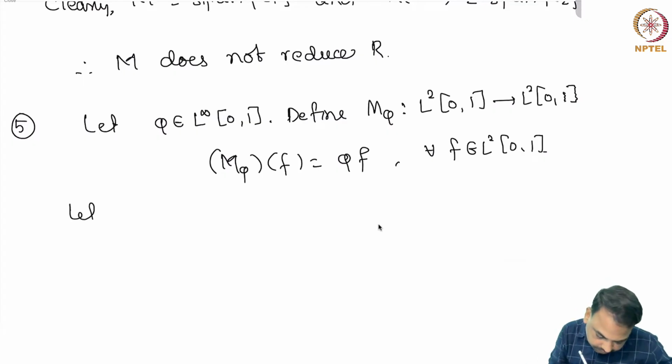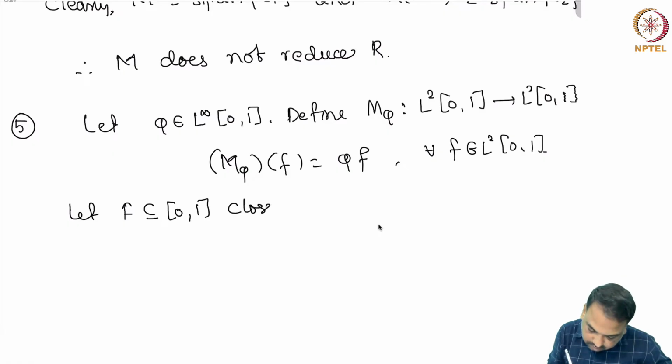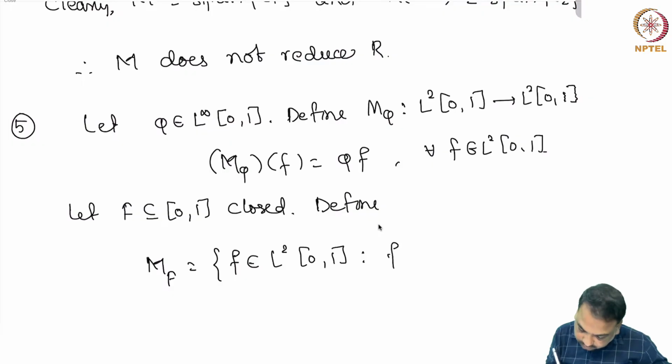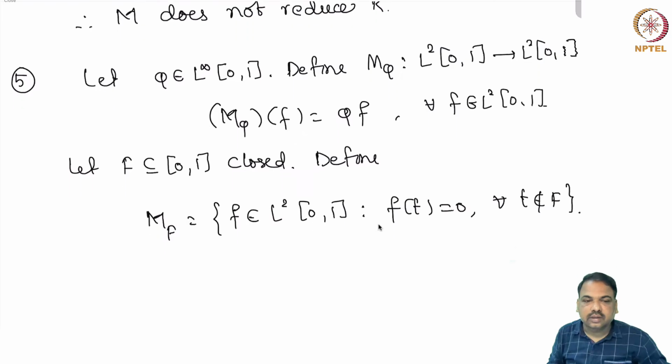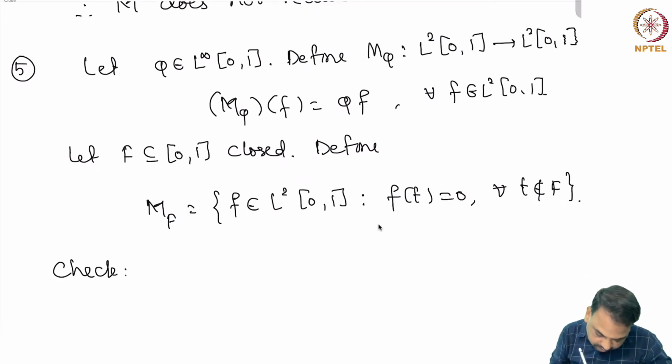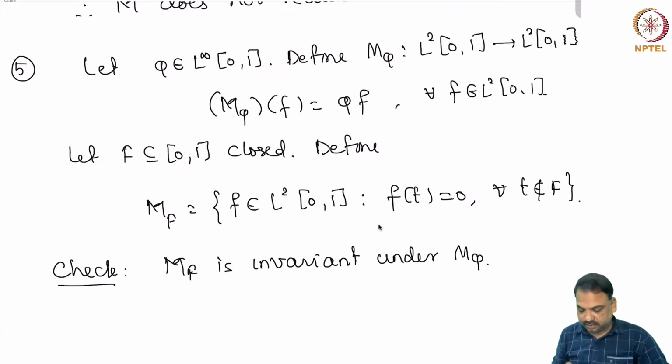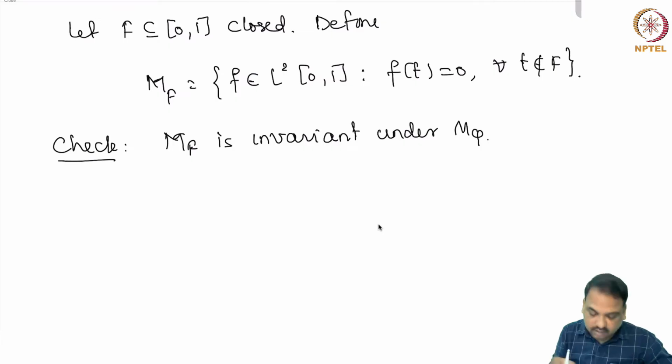So let us take a subset of [0,1], a closed subset F. Define M_F as the set of all f in L2[0,1] such that f of t is 0 for every t outside F. You can easily check that M_F is invariant under M_φ. Now check whether this is reducing or not.